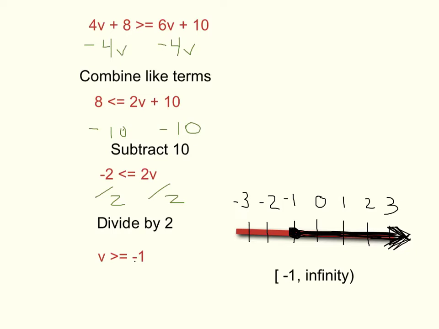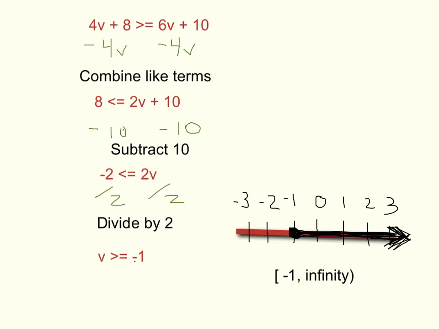So first we combine like terms, like here. We subtract 4v from each side because 6v is larger than 4v. Next, we subtract 10 from either side, so we can get the 2v on the side by itself. And then we notice that we have just the 2v, so we have to divide by 2, and we end up with v is greater than or equal to -1.